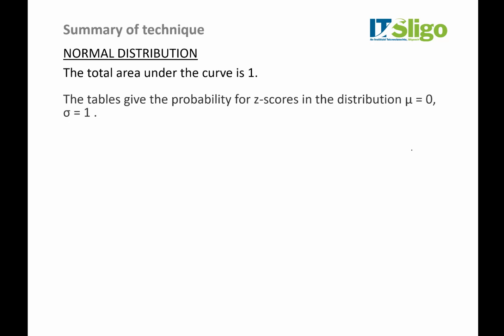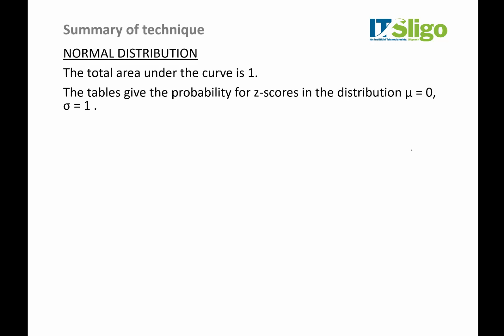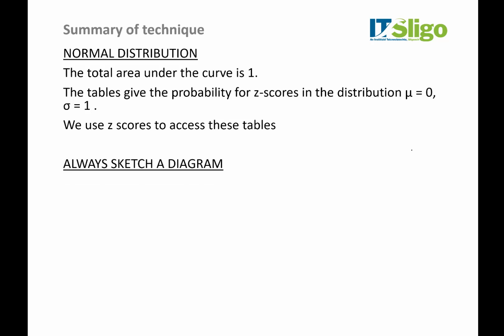So, a quick summary of the technique. The total area under the curve is 1. The tables give us the probability for z-scores, where they're standardized: mean is 0, sigma is 1. And we use z-scores to access these tables. Always sketch a diagram. If your answers, guys, don't have a diagram, you're not going to get a huge amount of marks, because the way I teach this, you need to have the diagram to interpret what the tables are telling you. If you don't have a diagram, you're in very sketchy waters.